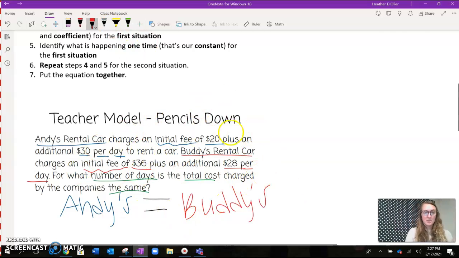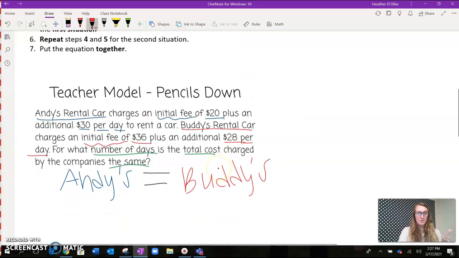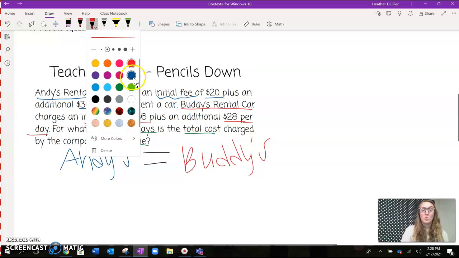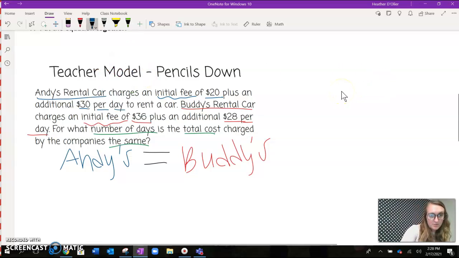Now, for the first situation, so focusing on Andy, I'm going to figure out the coefficient, the over and over. So he had an initial fee of $20. Well, an initial fee, that sounds like I pay you it, and it doesn't sound like it's happening again. Plus an additional $30 per day. Oh, $30 for one day, then another day, then another day. So that 30 is my coefficient. It's my over and over. Okay, so I've got 30, and I'm going to use D for day as my variable.